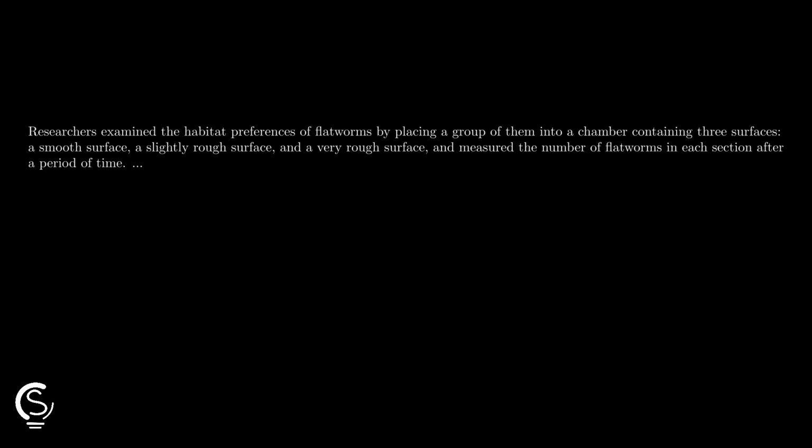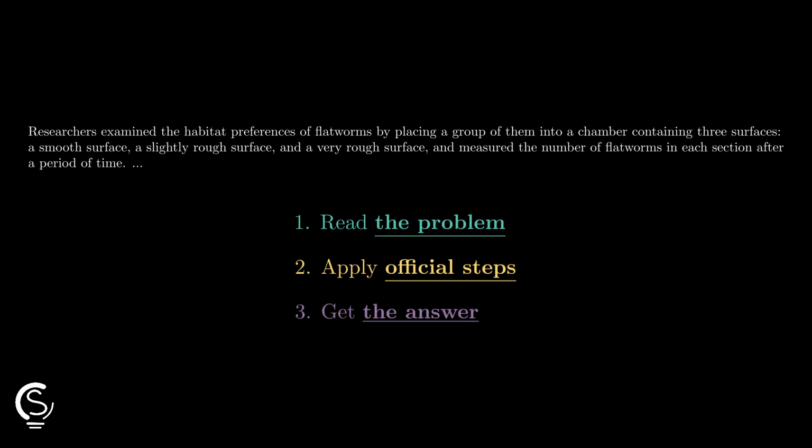Let's level up. Flatworms are choosing between 3 different surfaces in this habitat study. We need to find the chi-square value that rejects our null hypothesis quickly.